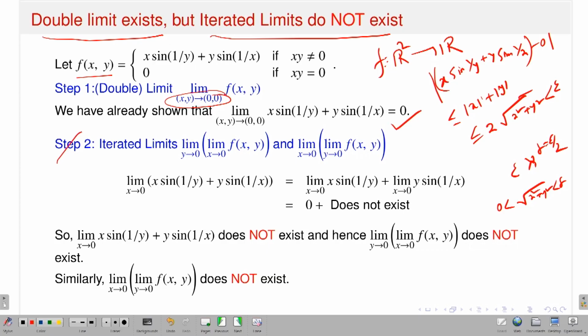Let's see the existence of iterated limits. Okay, let's see the first iterated limit. That means I am keeping y as a fixed variable, taking the limit as x approaches 0, and then I will take the limit as y approaches 0.